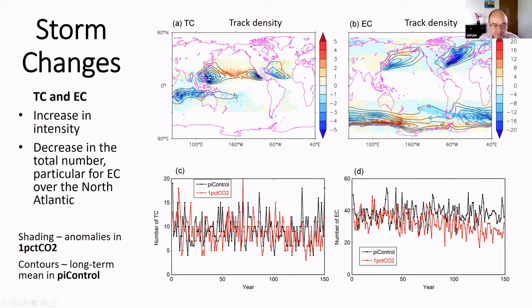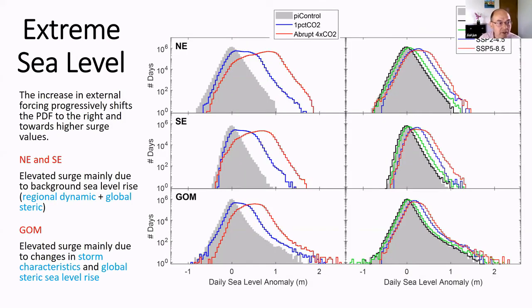So this is the storm changes in the CO2 experiment of CM4. So this is the histograms of daily sea level anomalies.